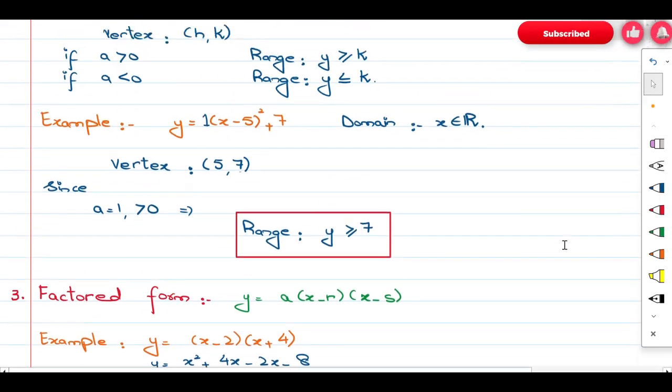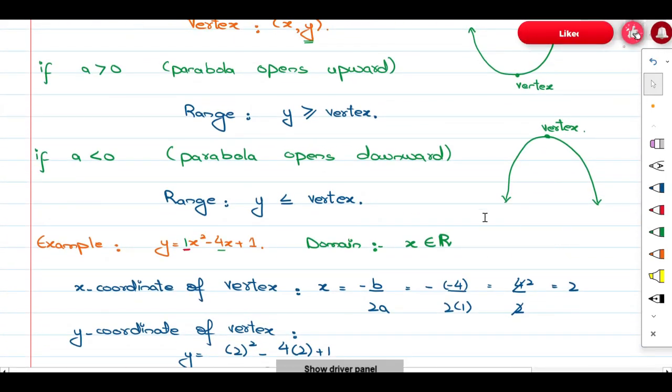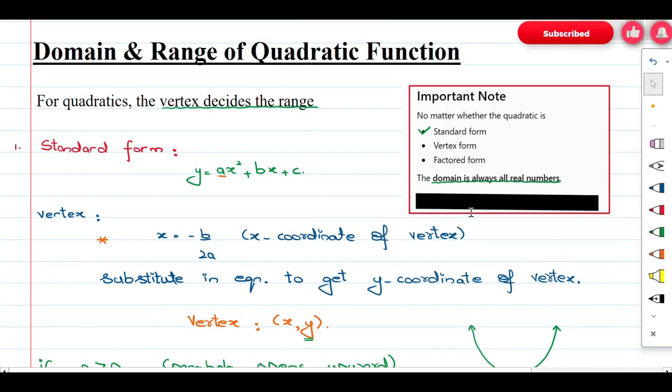Let me recall everything one more time. To get the domain and range of quadratic functions, their domain is always the set of real numbers. For range, we need the vertex, whether it is in standard form, vertex form, or factored form. For the standard form, you get the x coordinate of the vertex using the formula x equals minus b by 2a. You need to remember this formula. Once you have the x coordinate of the vertex, plug it into your equation and get the y coordinate of the vertex, right? We need that y coordinate later.